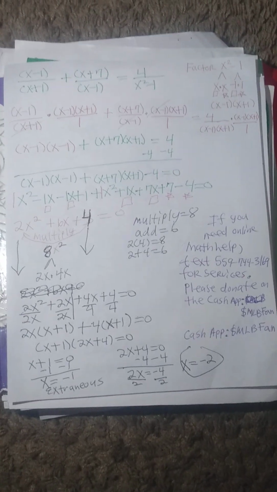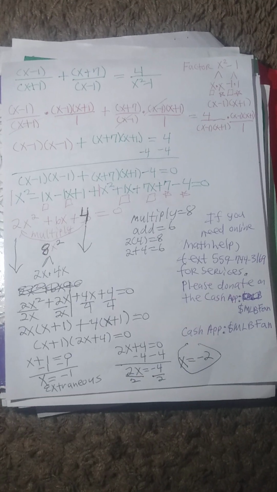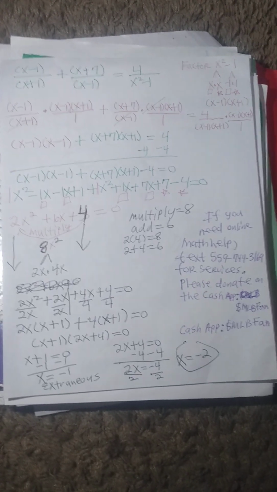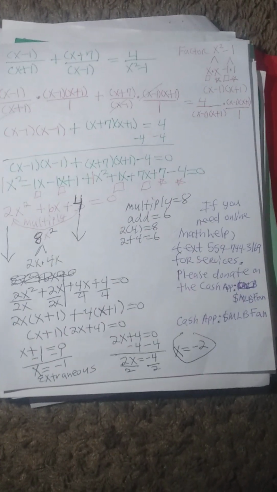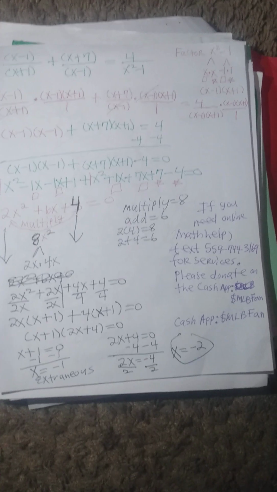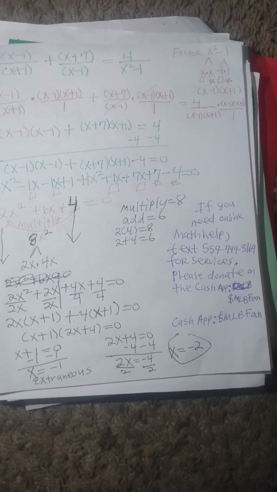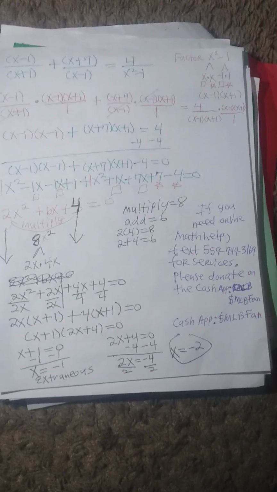Good afternoon, class. Today we are going to look at an equation that involves binomials and a monomial along with factoring. Here we see a function of x minus 1 divided by x plus 1 plus x plus 7 divided by x minus 1 equals 4 divided by x squared minus 1.